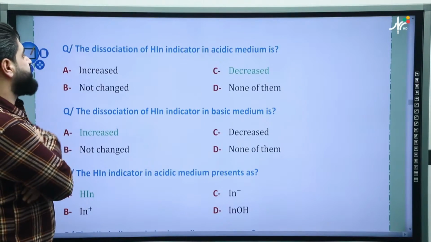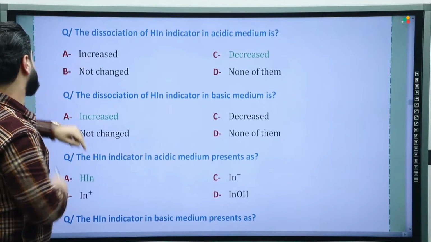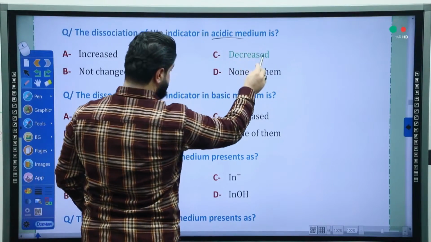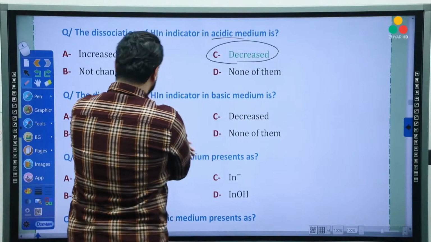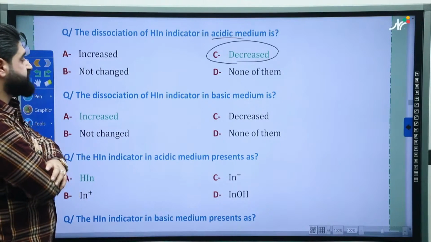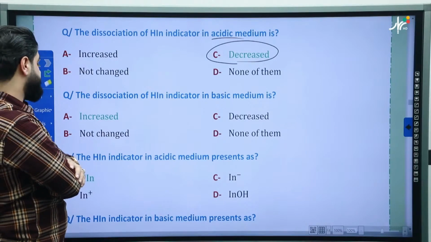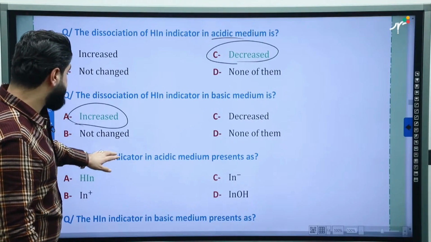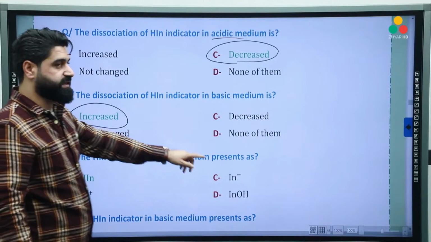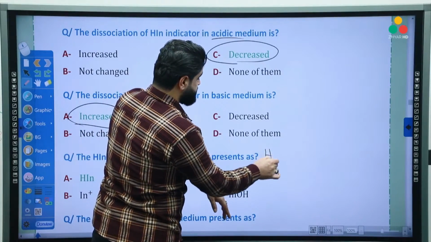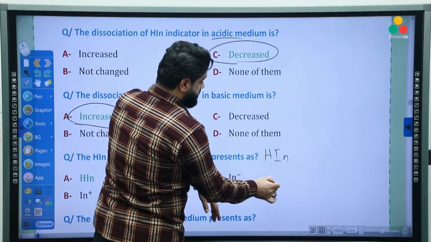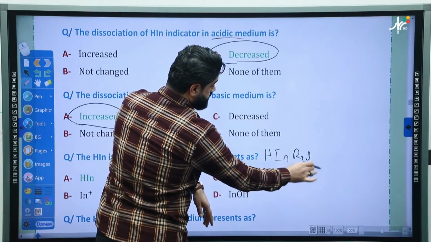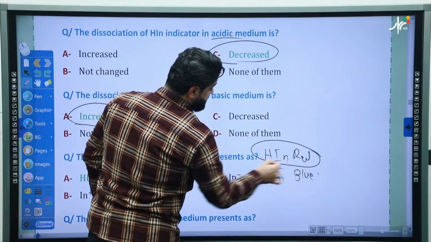The dissociation of HIn indicator in acidic medium decreases. The dissociation of HIn indicator in basic medium increases. In acidic medium, the indicator is present as HIn, which has red color, but in basic medium as In negative, which has blue color. So that's the acidic medium, and that's the basic medium.